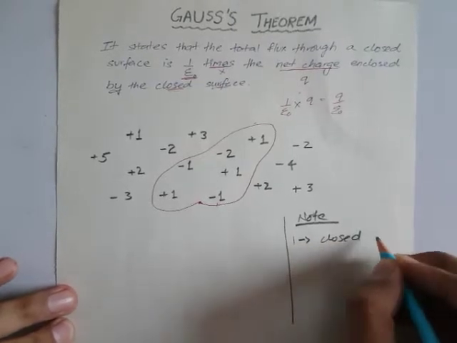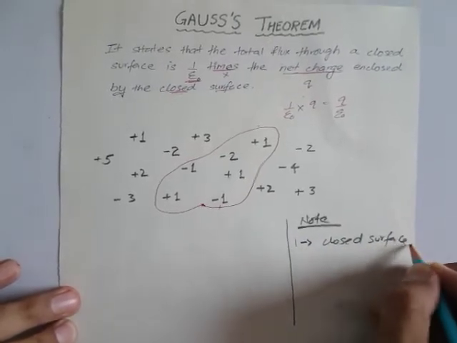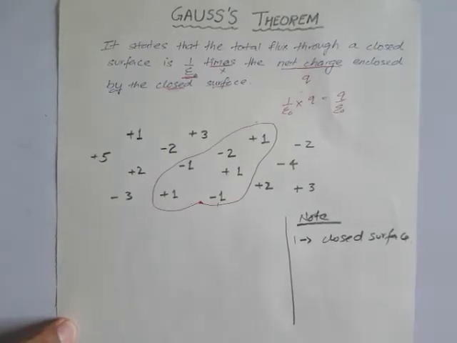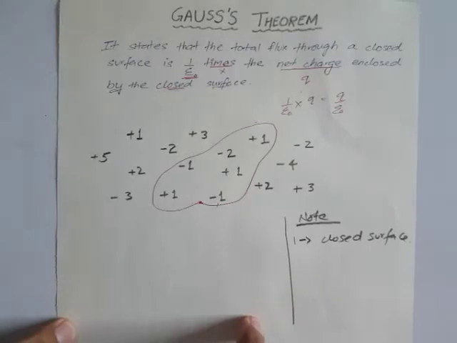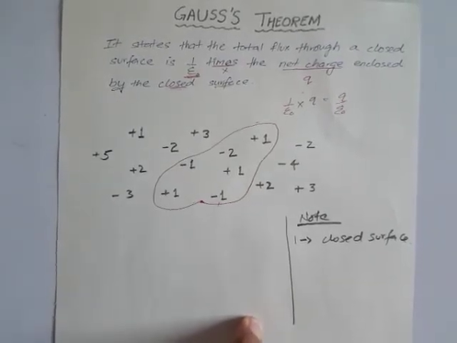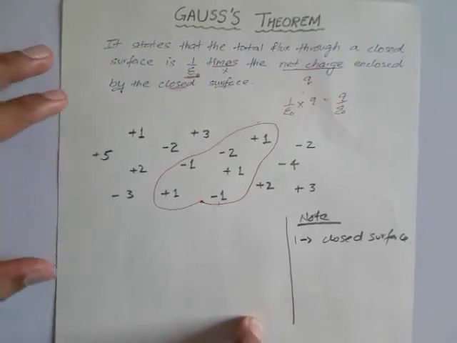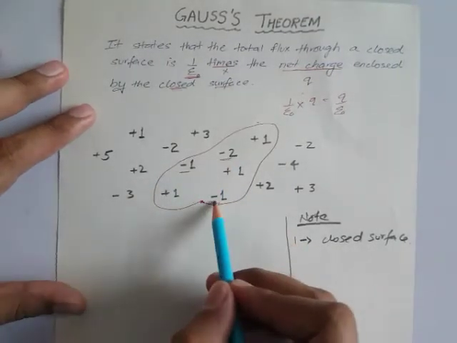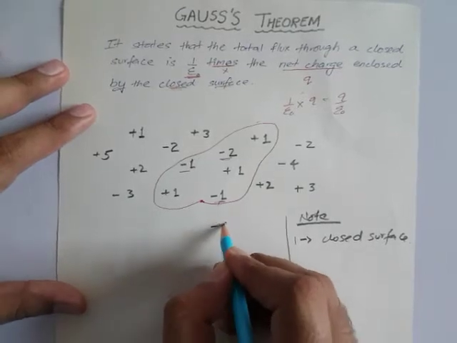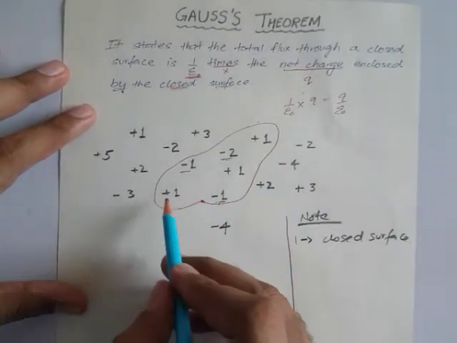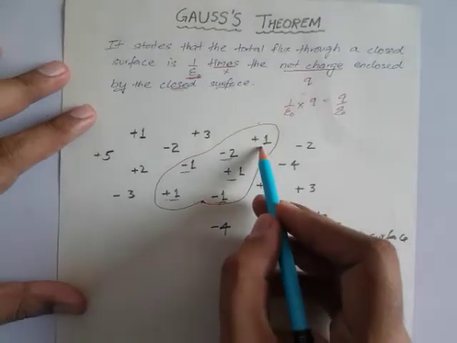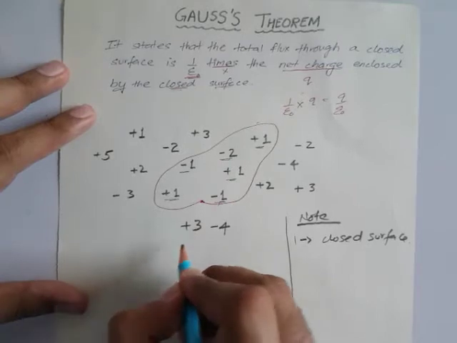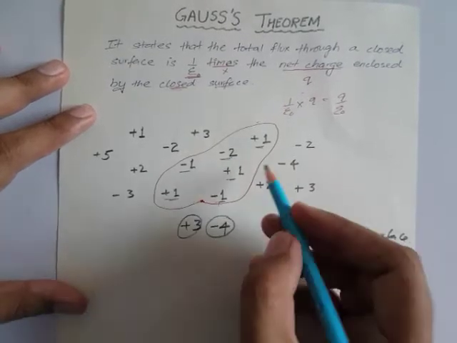This first point needs to be fulfilled. Yes, it is a closed surface. Then we need to calculate the net charge enclosed in this. So let's calculate the total charge. Minus 1, minus 2, minus 1, total minus 4 charges are there. Now 1, 1 and 1, so we have plus 3 charges over here. Now we have this much charge enclosed in this body.